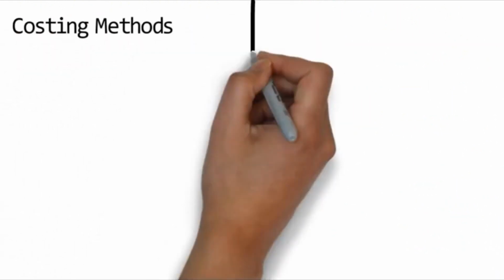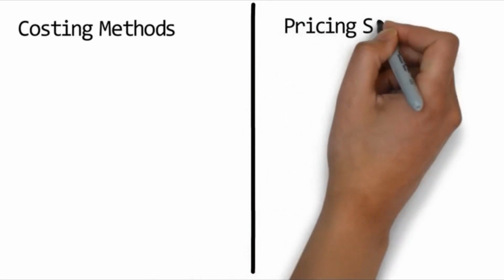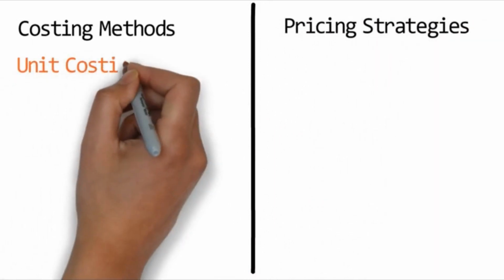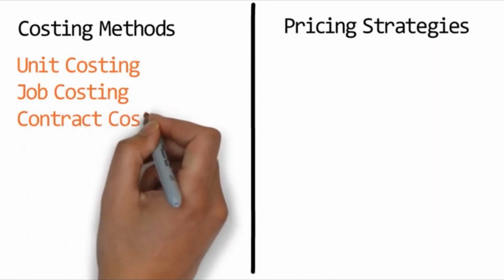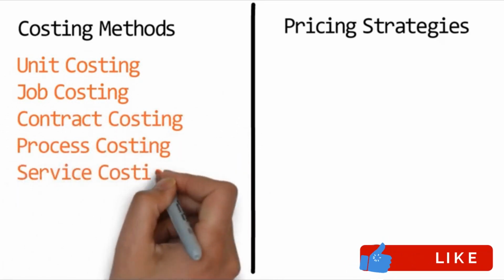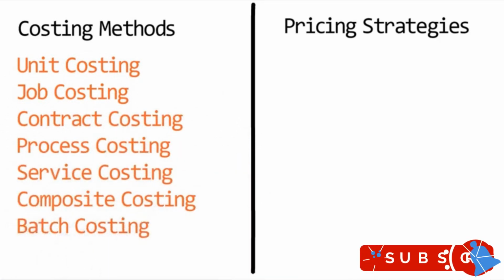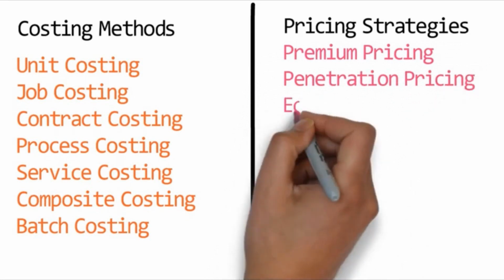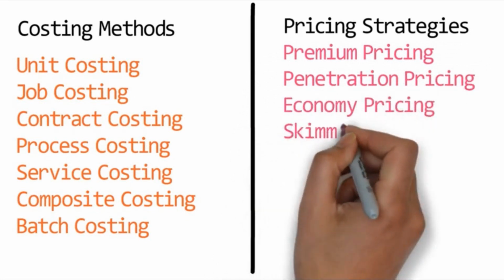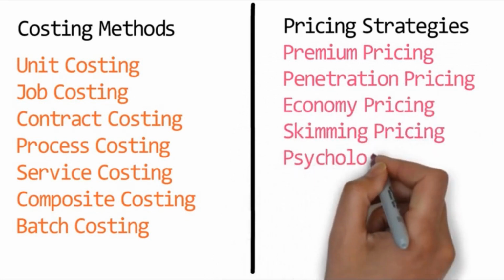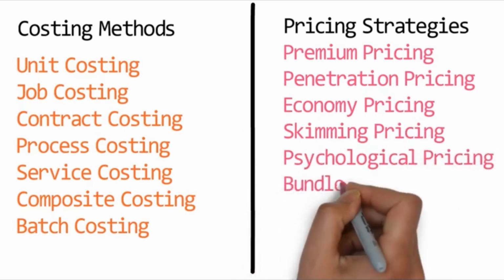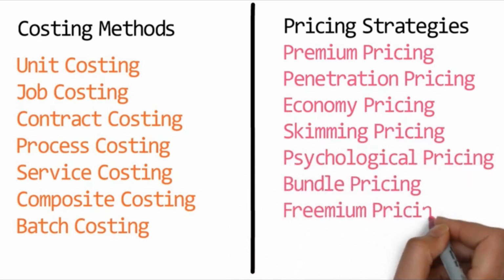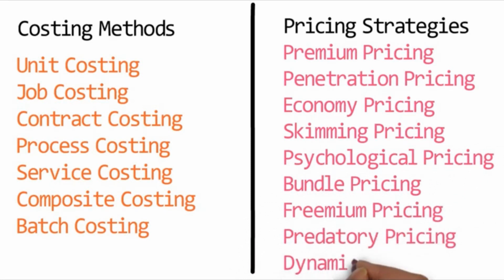So now let us discuss and understand the various costing methods and pricing strategies used in Indian market. So there are basically 7 types of costing methods. To name them are, first one is unit costing, job costing, contract costing, process costing, service costing, composite costing, and batch costing. Now coming to the pricing strategies, there are basically 9 types of pricing strategies. First one is premium pricing, penetration pricing, economy pricing, skimming pricing, psychological pricing, bundle pricing, freemium, predatory pricing, and dynamic pricing. So now let us understand in depth.